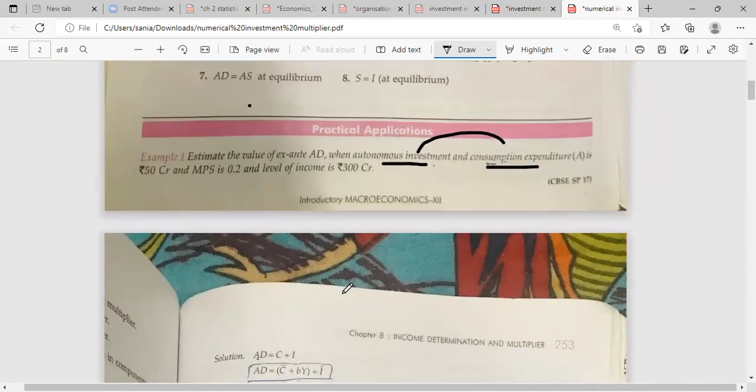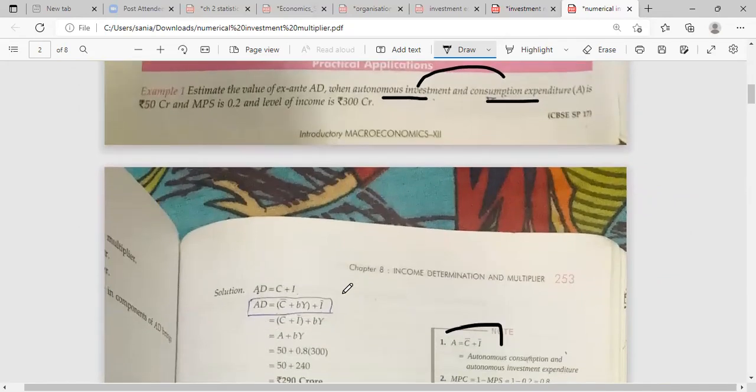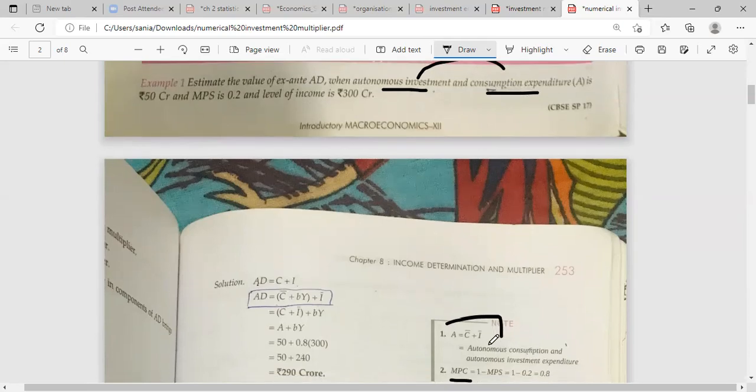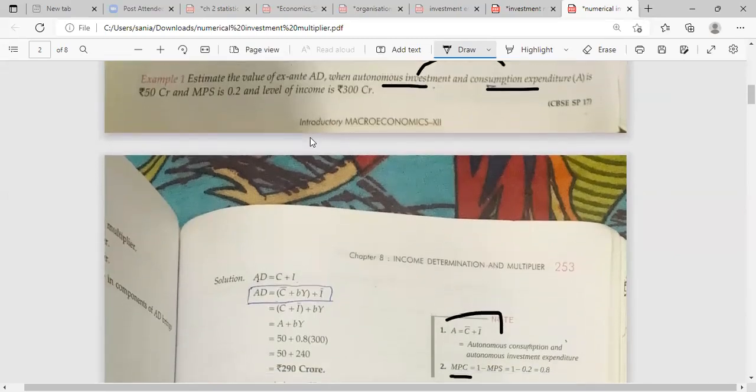Ma'am, how A equals? Okay, A is basically the component. It is autonomous investment and consumption. Autonomous investment, that's why I is I bar, which means autonomous, and consumption is also autonomous, so that's why C bar. Clear? So you can write it.